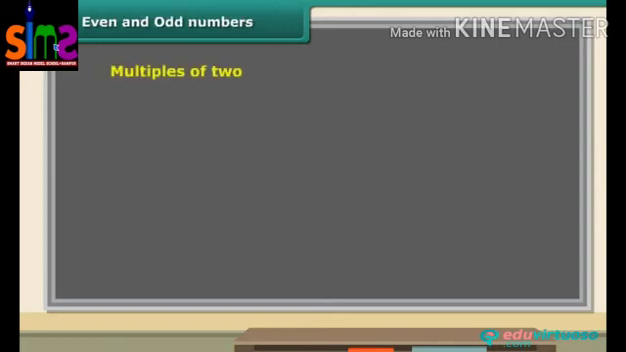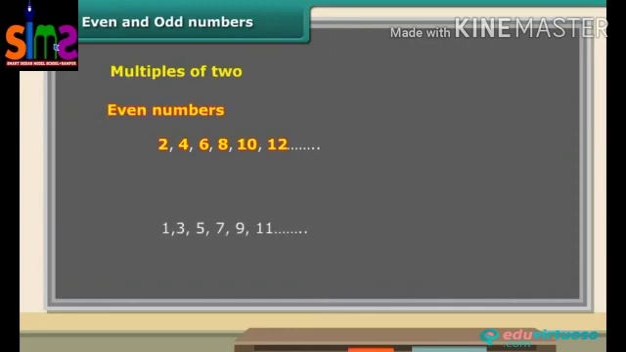Do you observe any pattern in the numbers 2, 4, 6, 8, 10, 12, and so on? You will find that each of them is a multiple of 2. The numbers which are multiples of 2 are known as even numbers. The rest of the numbers 1, 3, 5, 7, 9, 11, and so on are called odd numbers.